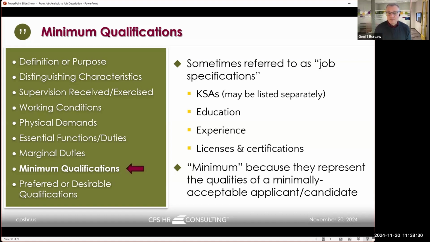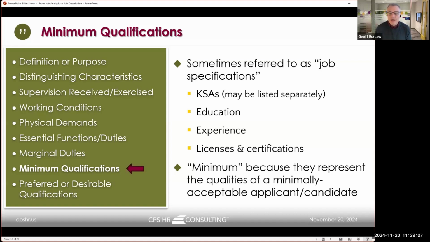But generally, the qualifications might be KSAs. You might actually list knowledge, skills, and abilities that are needed at a minimum, and I'll talk about minimum in a second. You may also list those separately. Sometimes minimum qualifications are just education and experience, and also, of course, licenses and certifications. Licenses and certifications are easy. There's really not much judgment. It's usually required by law that someone has a certain license or certification. But we're really focused on identifying the KSAs and then identifying different education and experience.